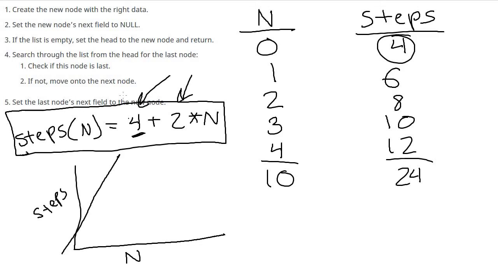The reason is that we don't actually know that this 4 here is right, because that's very dependent on the way that I worded this algorithm. If you think about it, create the new node with the right data. In Java, that would probably take 2 steps the way we wrote this when we did our linked list code. Let me make some space on the board here. Okay, that's better.